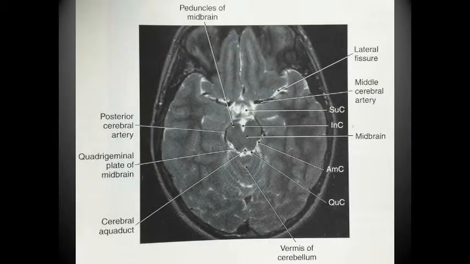The circle of Willis, in terms of MRI, we have the anterior cerebral artery, the middle cerebral artery, and the posterior cerebral artery. We're demonstrating the cerebral aqueduct, but it's very difficult to distinguish. We're going to not really worry about the quadrigeminal plate. Notice the midbrain is in the posterior portion of the circle of Willis and kind of makes up this area here.